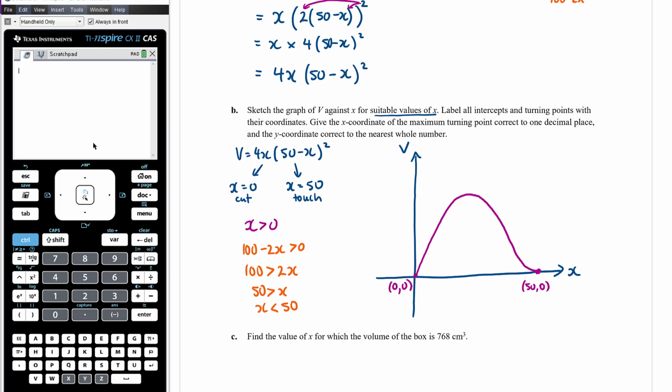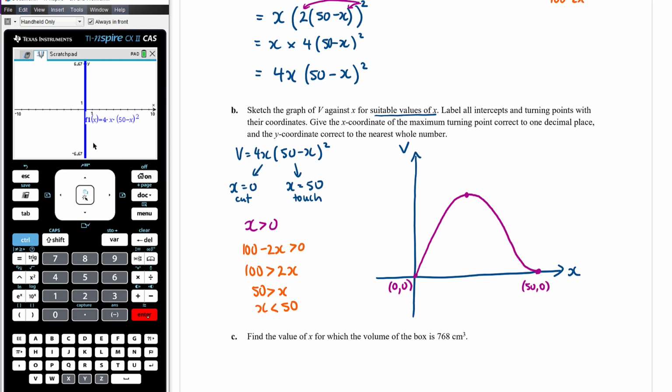Give the x coordinate of the maximum turning point correct to 1 decimal place and the y coordinate correct to the nearest whole number. Okay, so we are going to need the graphing screen of our CAS to do this until we have some algebraic tools in semester 2. So over to the graph on my CAS, tab to open up my entry line. I'm going to put my equation in. It is 4x times 50 minus x, all squared.